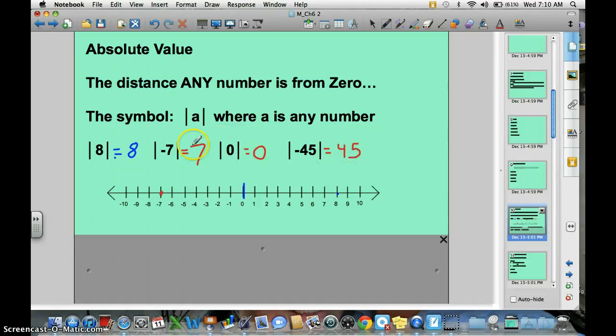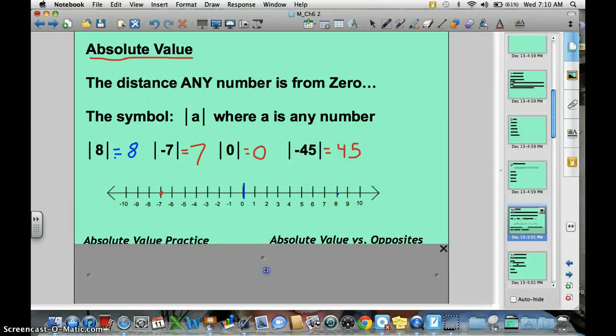What do you notice about all of our answers? They're all what? They're all positive. So absolute value is basically the positive version of that number, because its distance will be that number, and you can't have negative distance.